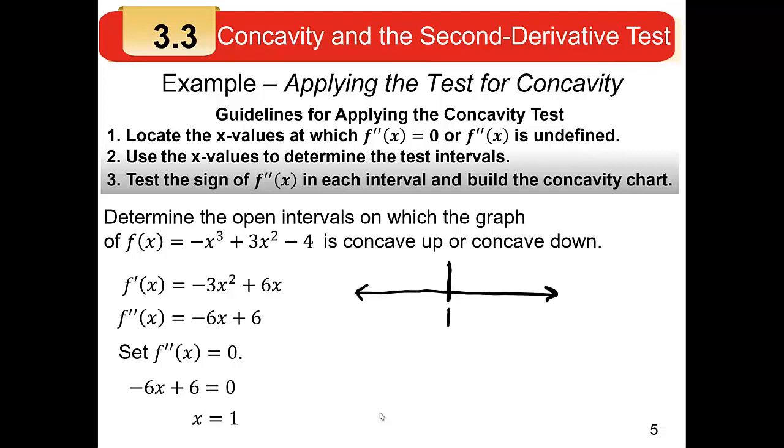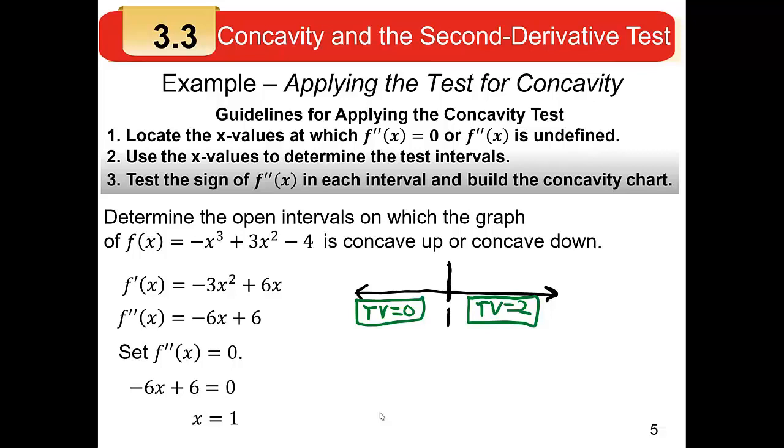You take that and put it on a number line. You want to determine your test intervals. Since you only have one value, 1, there's going to be one interval to the left of 1 that you have to test and one interval to the right of 1 that you have to test. So you take a test value to the left of 1, say maybe 0, and a test value to the right of 1, say maybe 2.